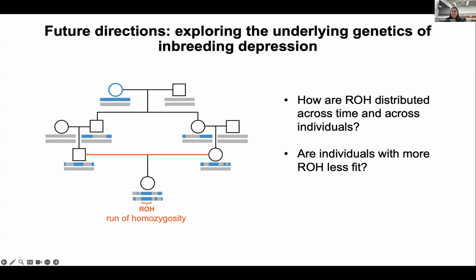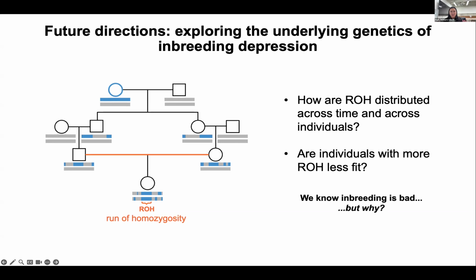And then on top of that, we can also ask whether individuals with more runs of homozygosity are less fit. Theory predicts that the more homozygous you are, the greater the chance that recessive harmful alleles are expressed, so you're predicted to be less fit. But this has rarely been tested in natural populations, because very few people have the life history data, plus the pedigree, plus the genetic resources to explore this question.